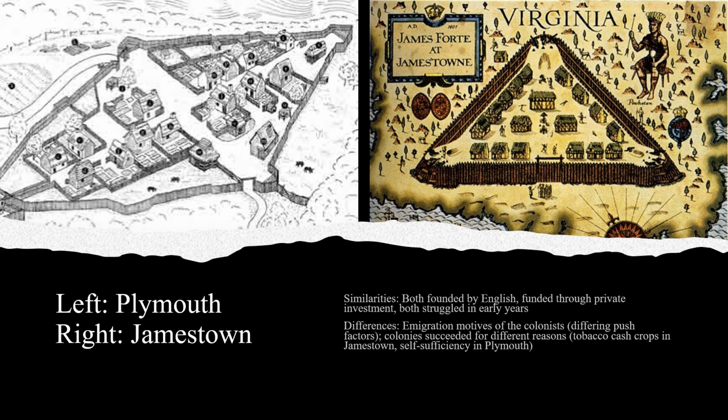Although both colonies were English, the Englishmen and women who came to Plymouth did so for very different reasons than the Jamestown settlers. And the Plymouth colonists went about building their colony in a very different way as well. While some scholars may disagree, I would argue that Jamestown and Plymouth were more different than they were similar.